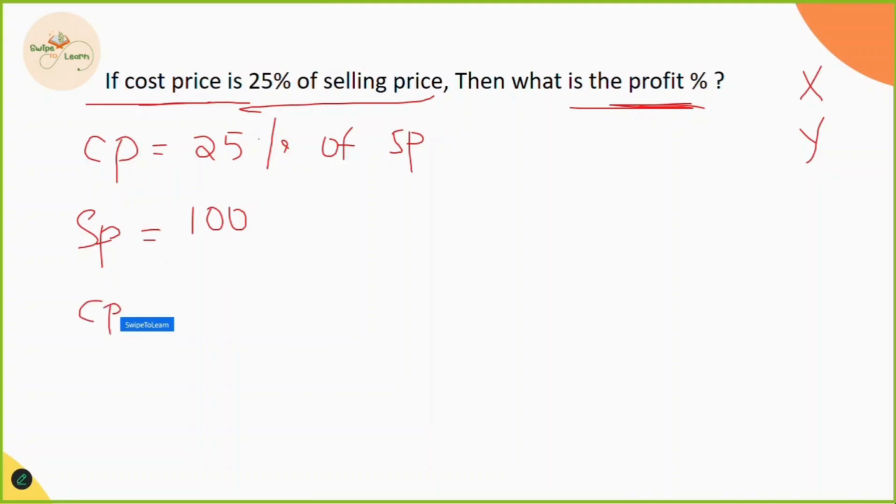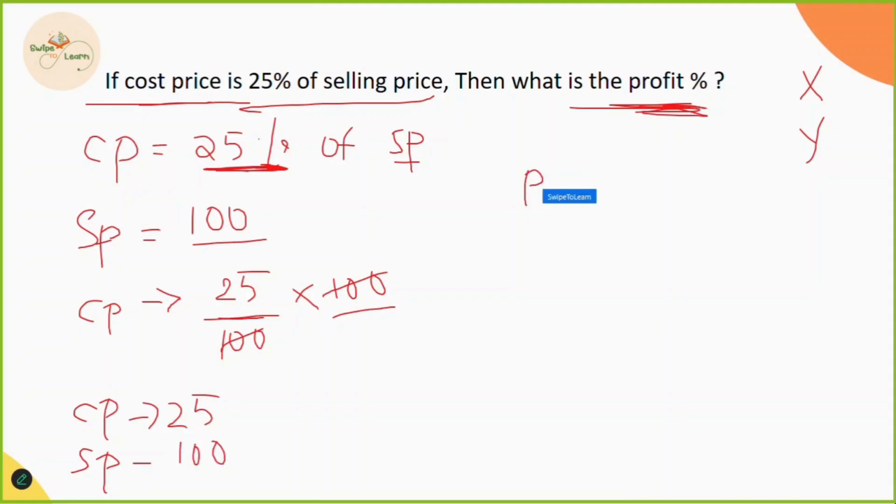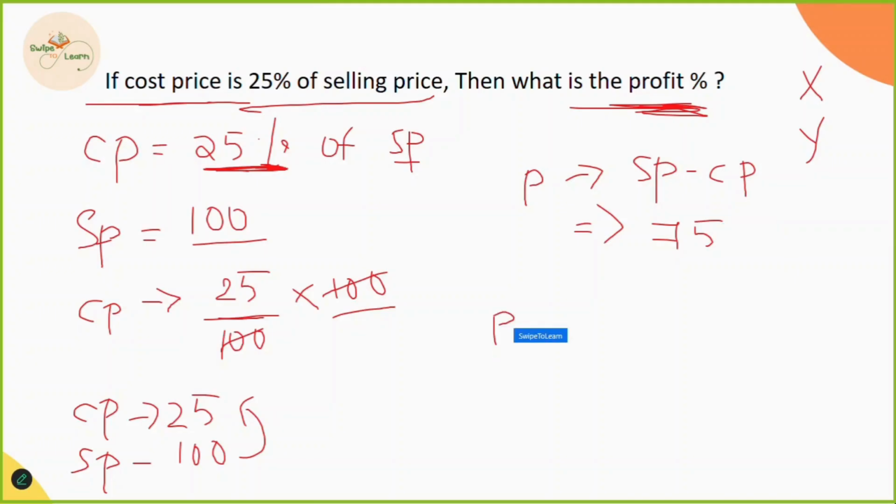Then what will CP become now? CP is 25% of 100. Percent means per 100, so 25 divided by 100 of SP, and SP is 100. The 100 gets cancelled, and CP is 25 and SP is 100. Now it is very easy to calculate the profit percentage. We'll calculate profit first. Profit is SP minus CP, which is 100 minus 25, that is 75. Now to calculate the profit percentage, profit divided by CP into 100.